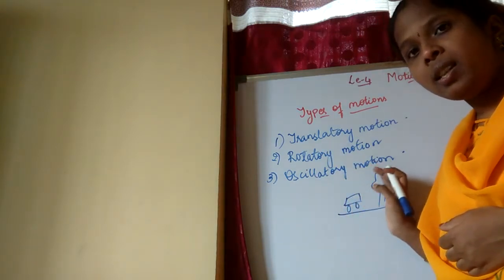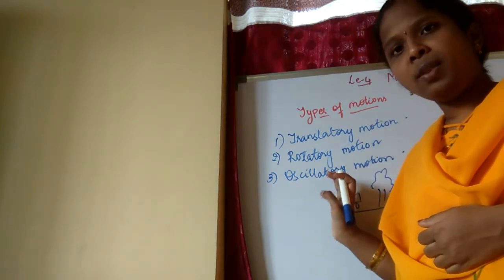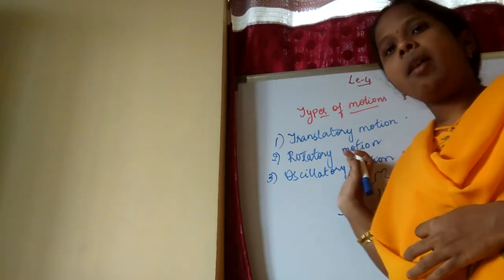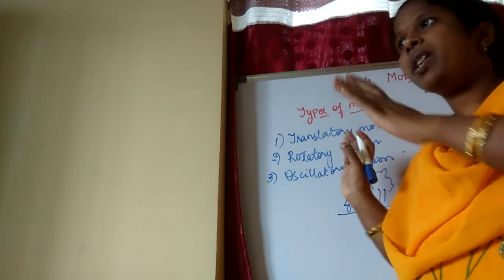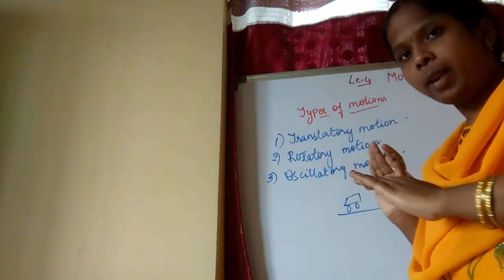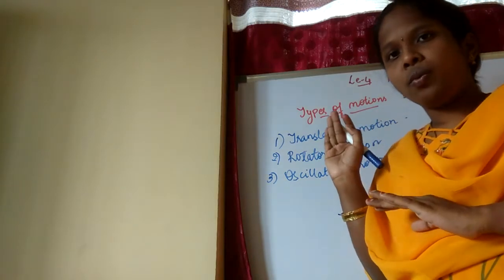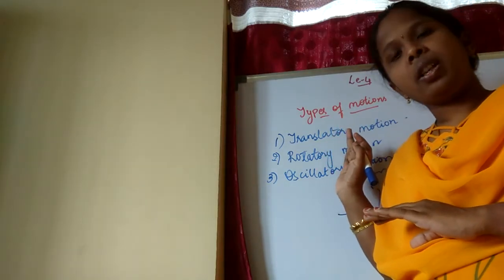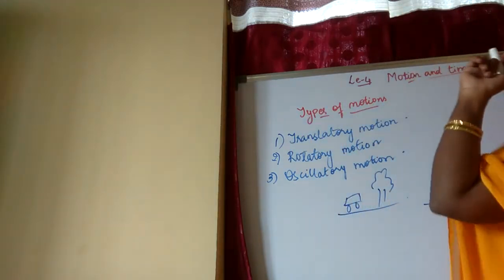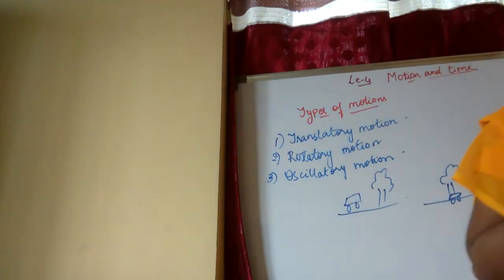Here, who is in motion? The bus is in motion, and the surroundings which are there, the tree, that is at rest, because wherever the location, wherever the surrounding is there, it will be in the same way, but it will not move. The bus is in motion. So here translatory motion. So what is the meaning of translatory motion?